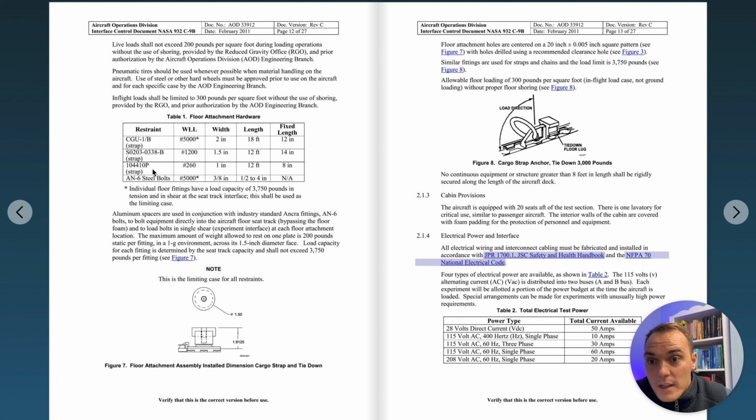Really useful here, we can talk about straps with certain widths, lengths and fixed lengths, as well as a bunch of different stuff. So that's the restraints. Here's what I'm actually looking for: electrical power and interface. If we wanted to power our experiment, we have some really useful information that tells us what sort of power we can get. We know that we can get 28 volts direct current at 50 amps. And then we have these different AC supplies: 115 volt AC, 208 single phase. Oh, we've got 3 phase as well.